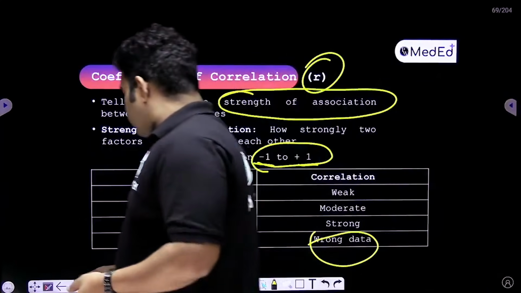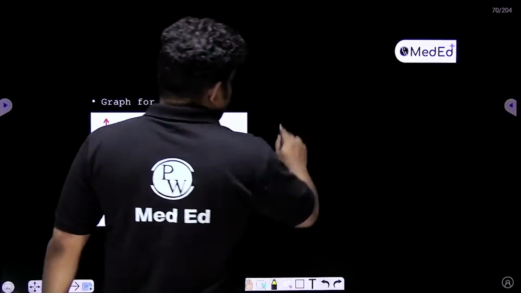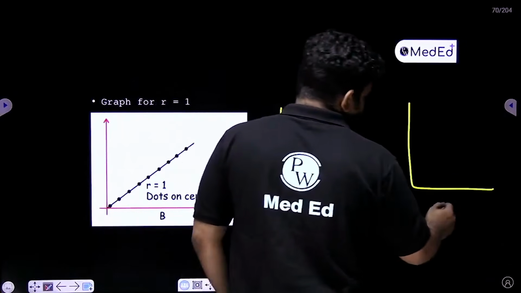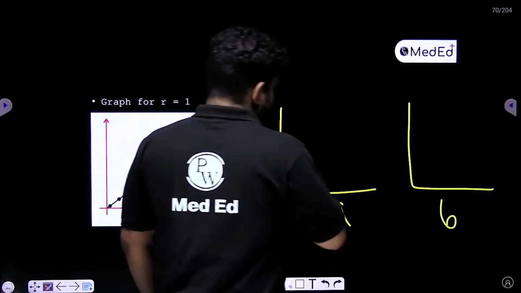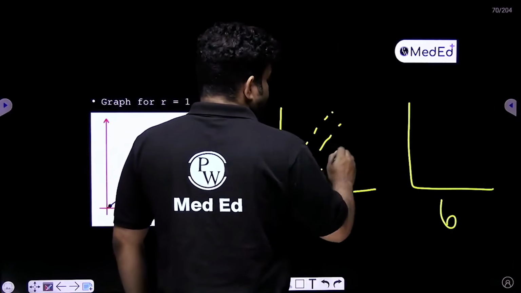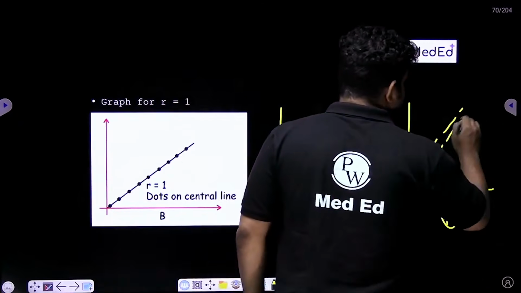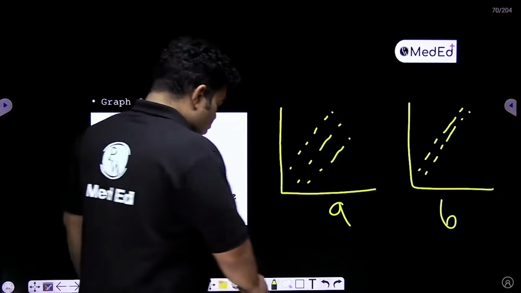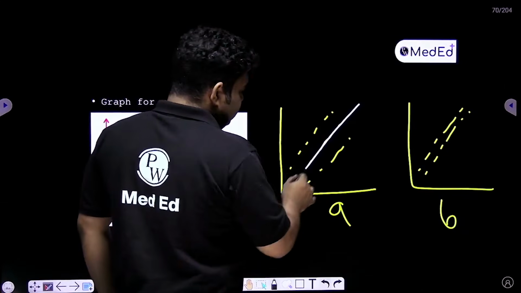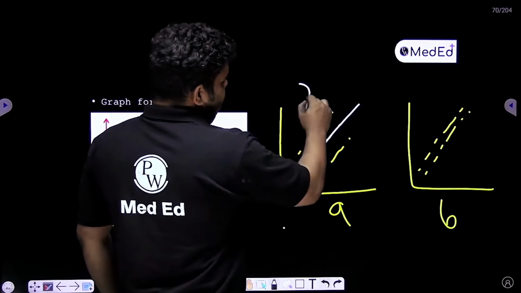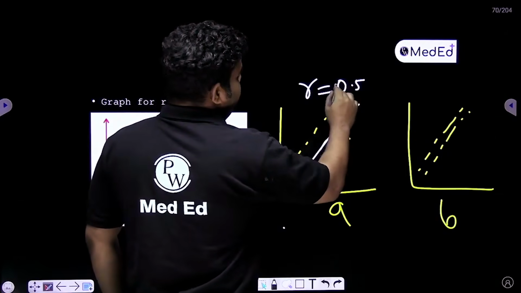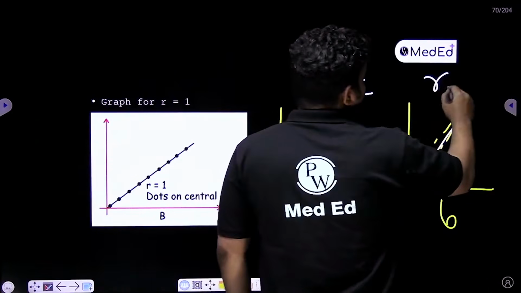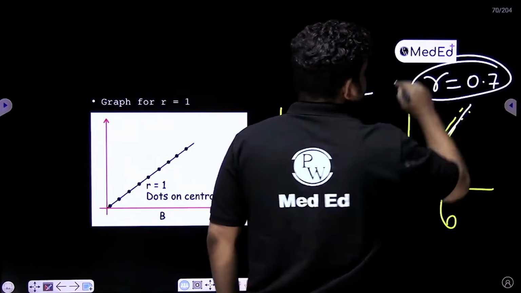Okay. So for example, from this topic, they can ask this question. They can give you two plots. Plot A, plot B. In A, the dots are far apart. In B, the dots are closer to each other. And they will ask which one is strongly correlated. So remember, if you draw an imaginary central line and the dots are very far away, it means weak correlation, somewhere like +0.5. And if the dots are closer to the imaginary central line, correlation will be stronger, somewhere like +0.7.